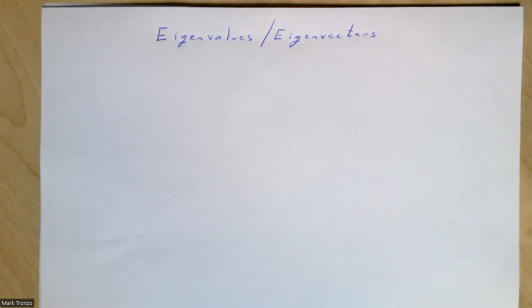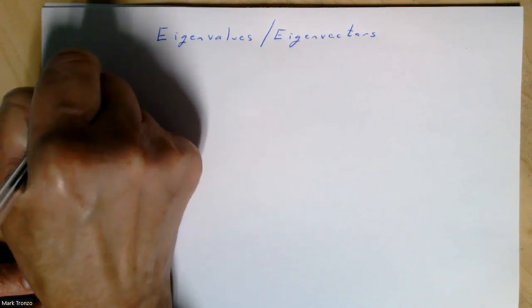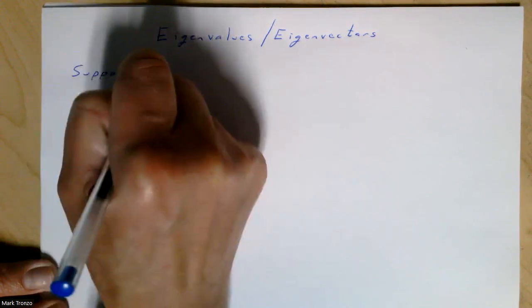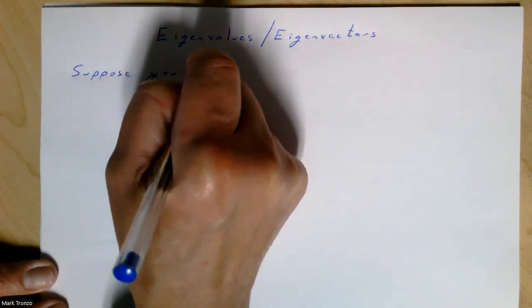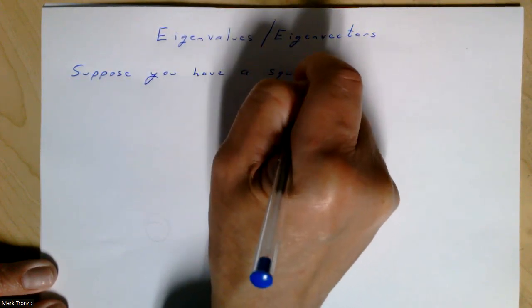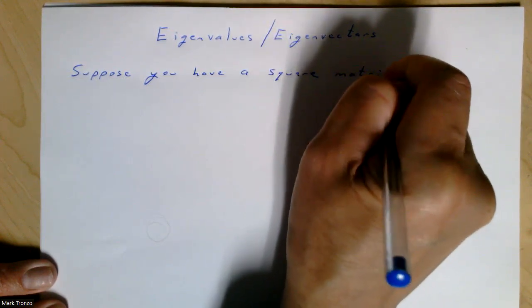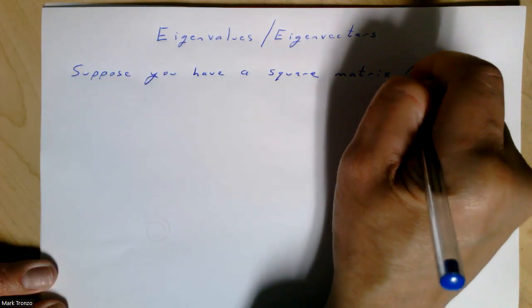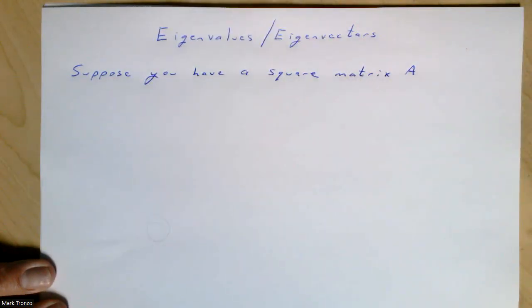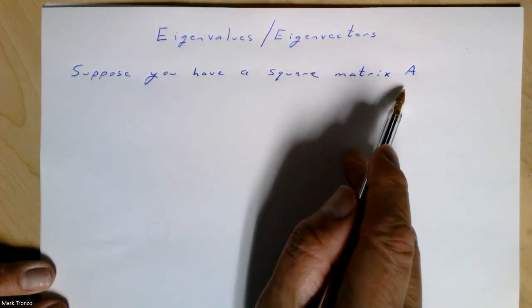In this video, we're going to look at eigenvalues and eigenvectors. So suppose you have a square matrix A. Again, square would mean an n by n matrix.